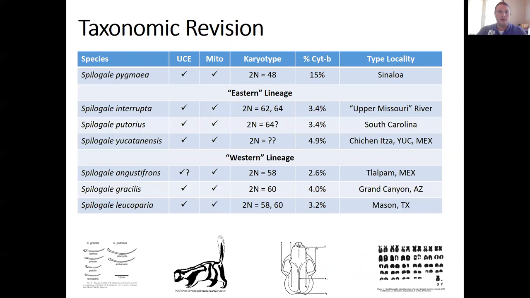So what did we conclude in terms of the taxonomic revision? We proposed that there are seven species of spotted skunk, starting with the pygmy spotted skunk, and then three species each within the eastern and western lineage. We have the question mark there for angustifrons because we only had a single individual for the UCE, but it was statistically supported as a distinct lineage.